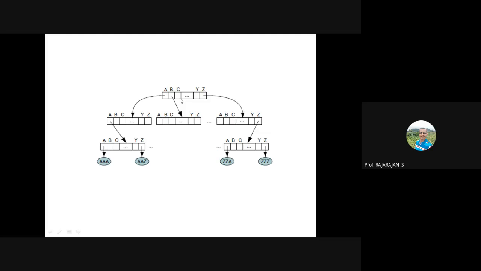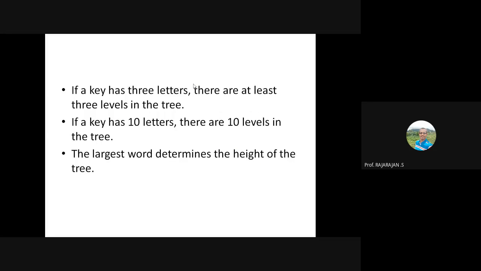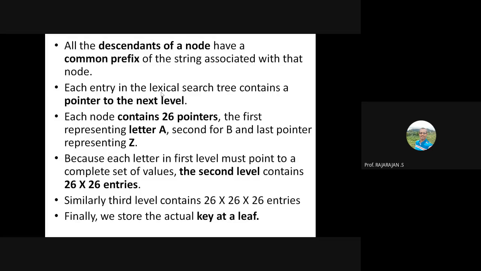So this particular tree is used for searching a combination of characters, unlike the binary search tree where we always search for individual keys. Here we search for a combination of certain characters, like for example the dictionary or the telephone directory or the mobile phone contacts. So this is the idea of a lexical search tree.